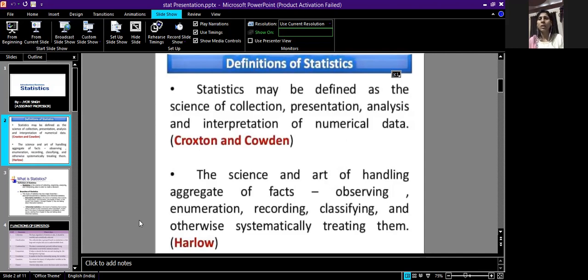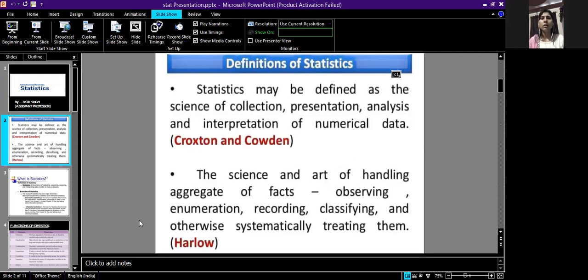So you can understand that statistics is a branch of mathematics, and this science helps in understanding and solving practical problems. The process of statistics involves the collection of data, the presentation of the data, and after collecting and presenting the data, we go to the analysis of the data. The analysis of that data is important to draw meaningful conclusions.